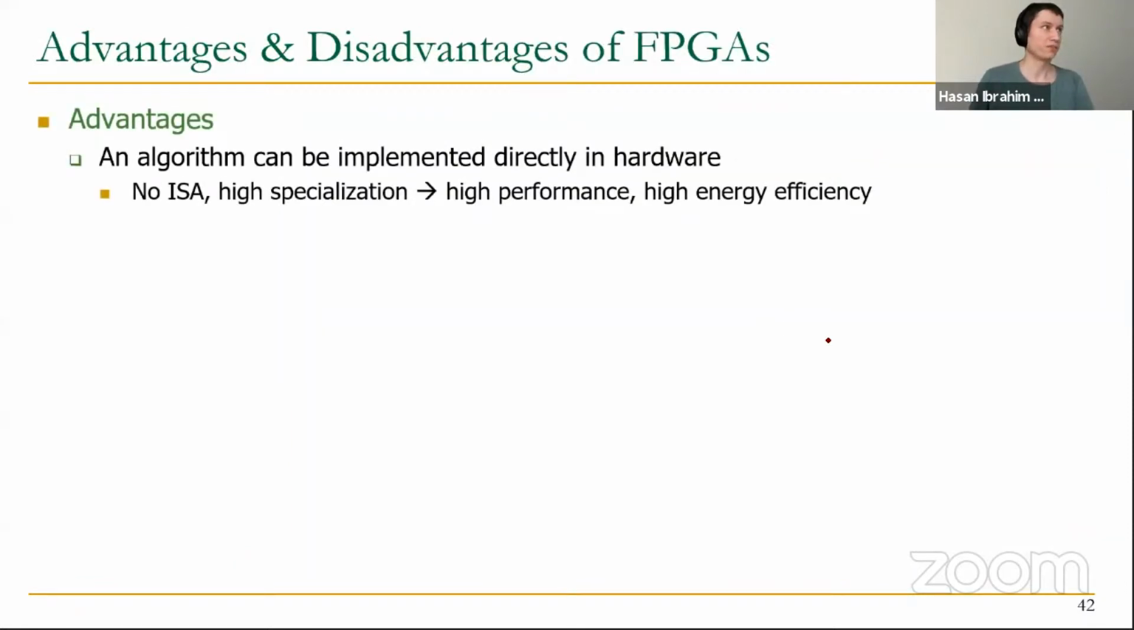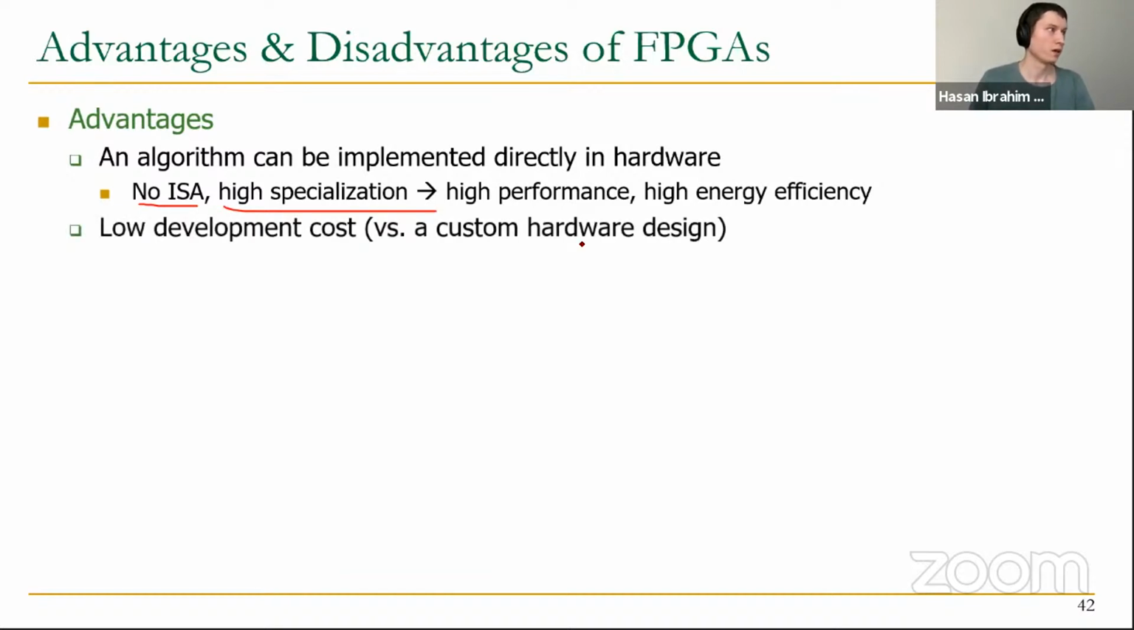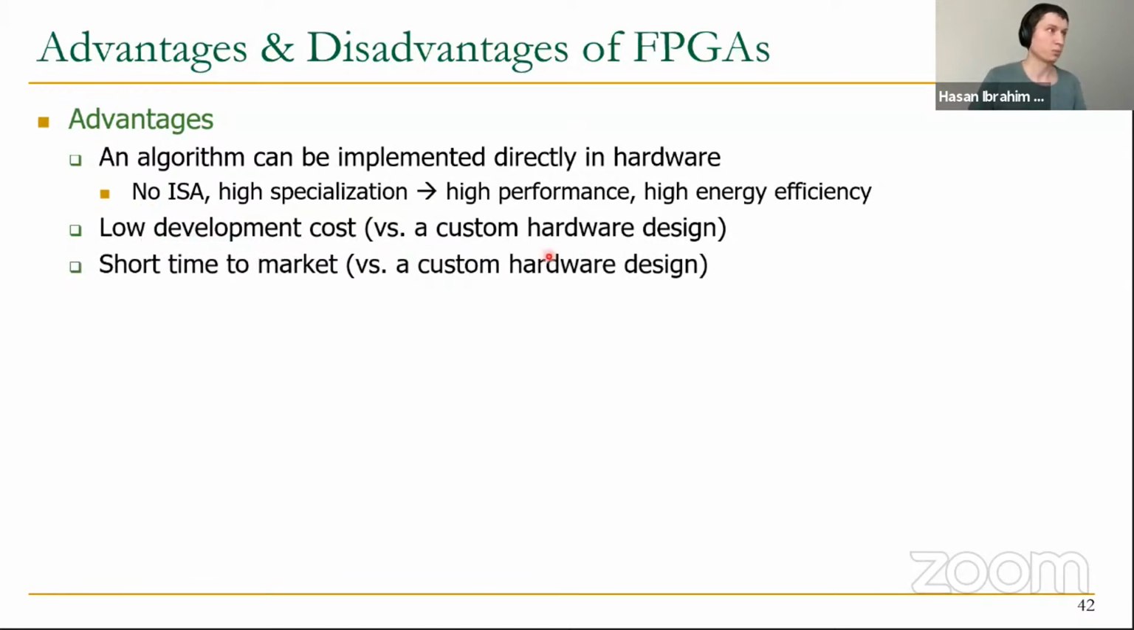Okay, let me quickly go over the advantages and disadvantages of FPGAs. An algorithm can be directly implemented in hardware, and this helps you avoid the overhead of using an instruction set architecture. And you can highly specialize your hardware for the application, but in general purpose processors, that's not possible. You are just working with whatever is provided with the CPU itself. It has low development costs compared to a full custom hardware design. It has short time to market, again compared to a custom hardware design, but you can argue that doing everything in software can have even shorter time to market. It's reconfigurable in the field.